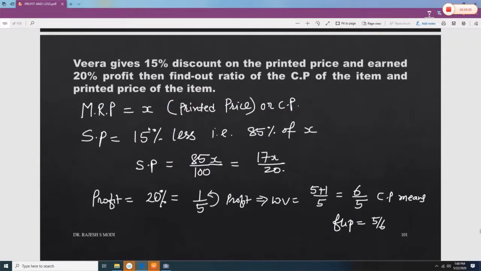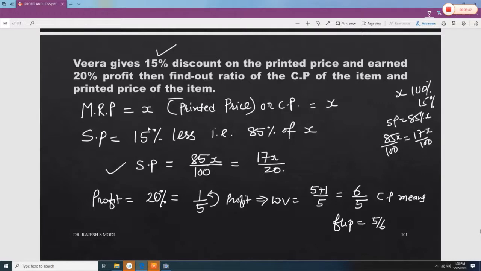Villa gives 50% discount on printed price and earns 20% profit. Then find out the ratio of CP of the item and printed price of the item. So the MRP or the printed price or the first CP is X, and she is giving 15% discount. So discount she is giving 15%. So now what is left? SP is going to be 85% of X. Now 85% of X means 85 over 100 X, so that is 17X over 20, that is the SP.